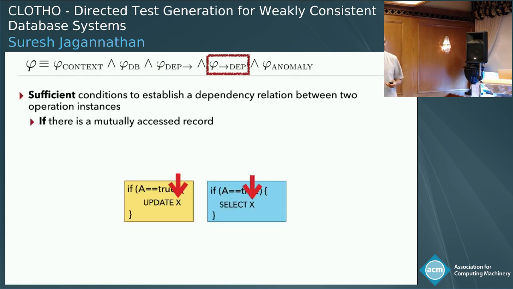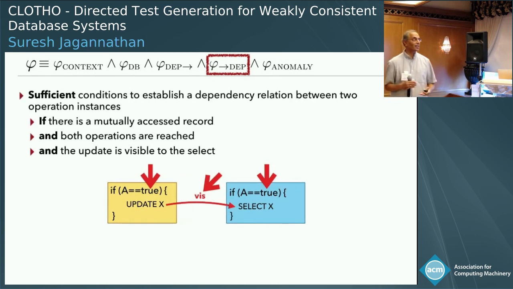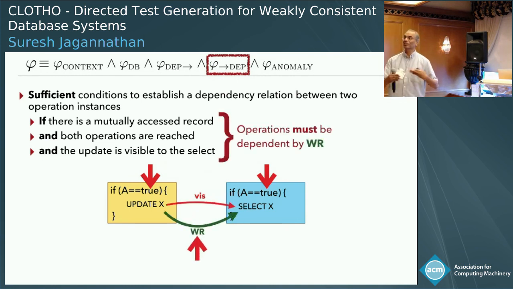And we have other issues with respect to sufficient conditions. So if we know that the two operations in the transaction are embedded inside of a conditional guard that's the same, then we're allowed to establish a visibility edge, which allows us to establish dependence between these updates and selects, right?